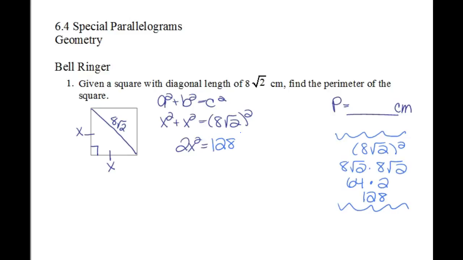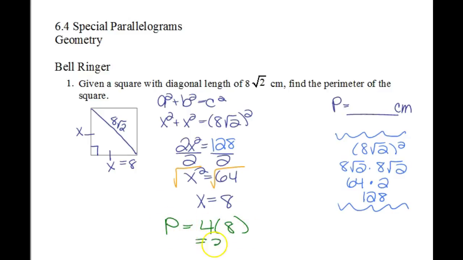If you're going to do this on your calculator, please make sure you include parentheses where appropriate. So we'll divide both sides by 2. X squared is 64. X equals 8. But don't forget, we're looking for the perimeter. So the perimeter is going to be 4 of those 8s, which is 32. So let's take a look at the next one.